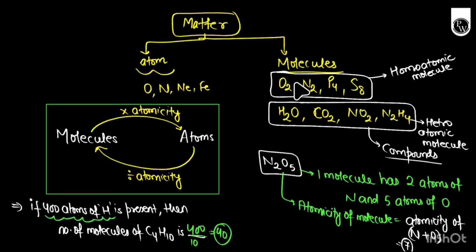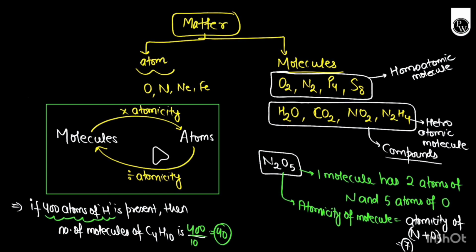See the matter here, the atom, which is like oxygen, nitrogen, neon, like iron. Molecules are O2, N2, P4. These are all the examples mentioned. The O2, N2, P4 are the homoatomic molecules, and the H2O, CO2, NO2, H2, N2H4 are the heteroatomic molecules, which we call compounds. And this is the homoatomic, which is the elements, right?